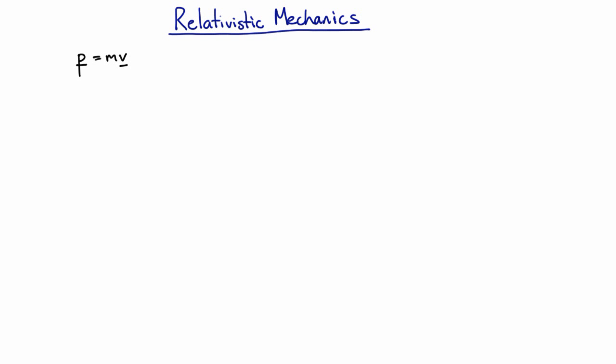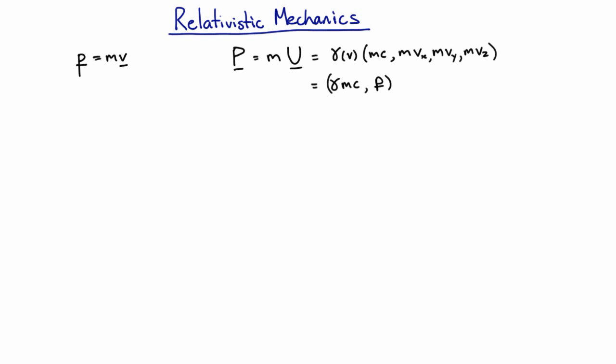But looking at that, we might guess that for a massive particle, the 4-momentum might be just the mass, which is some kind of scalar, times the 4-velocity of that particle. And as we recall the definition of our 4-velocity, this is just where we've defined this to be the relativistic momentum. So you'll note the relativistic momentum has a factor of gamma as well as the mass times the velocity. But we have this time-like term, which is gamma times m times c.